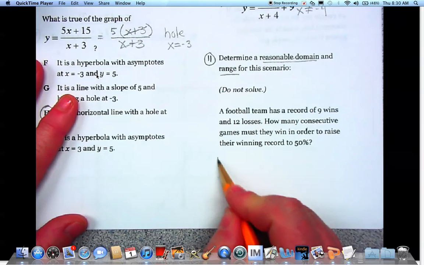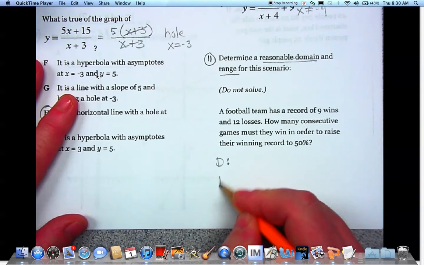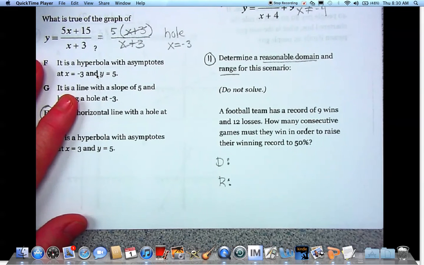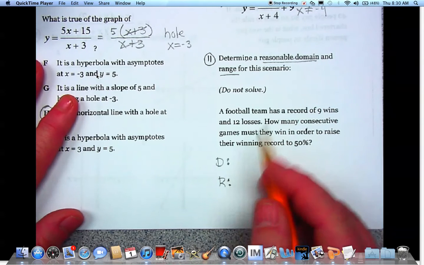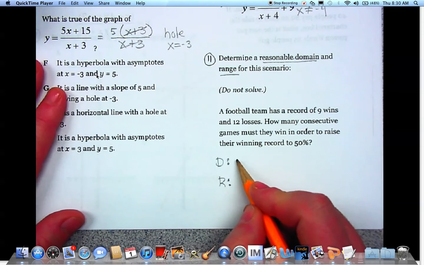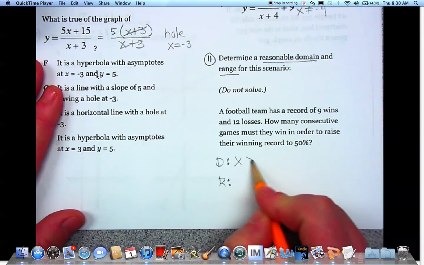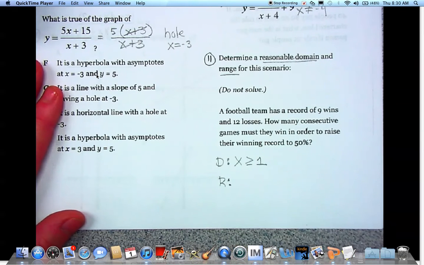So the domain is the number of games they play. How many can they play? Less than 0 games? No. Can they really even play 0 games? No. Or half a game? No. So the domain is going to be from 1 to however many games they play. They could play an infinite number of games, I guess.